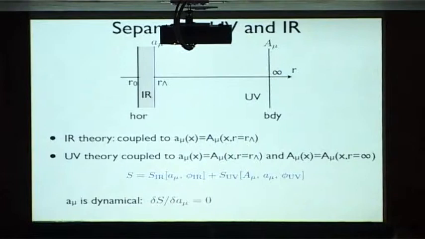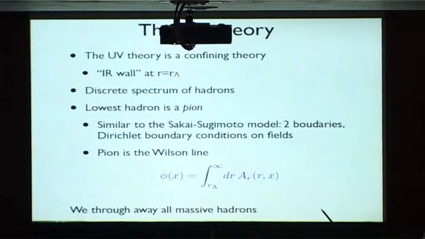something that goes. Okay, so the analogy one can draw here is with the Sakai-Sugimoto model of holographic QCD. There, you also can think about the mesons as living on the D8, D8 bar planes that have two boundaries. And there is a Dirichlet boundary condition on the field on the two boundaries. And in that model, there is a massless pion that is the Wilson line of the gauge field.